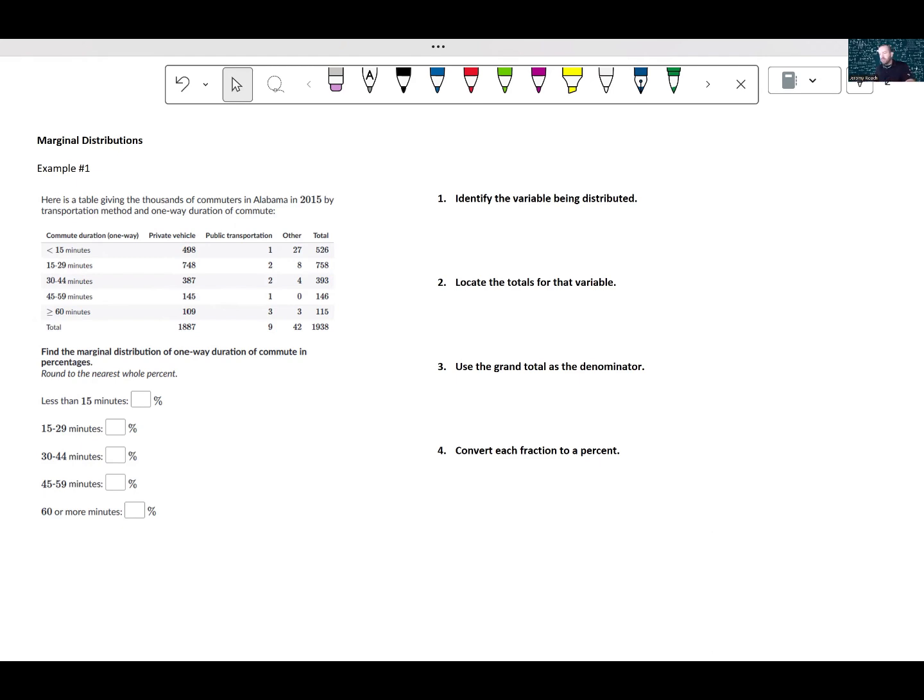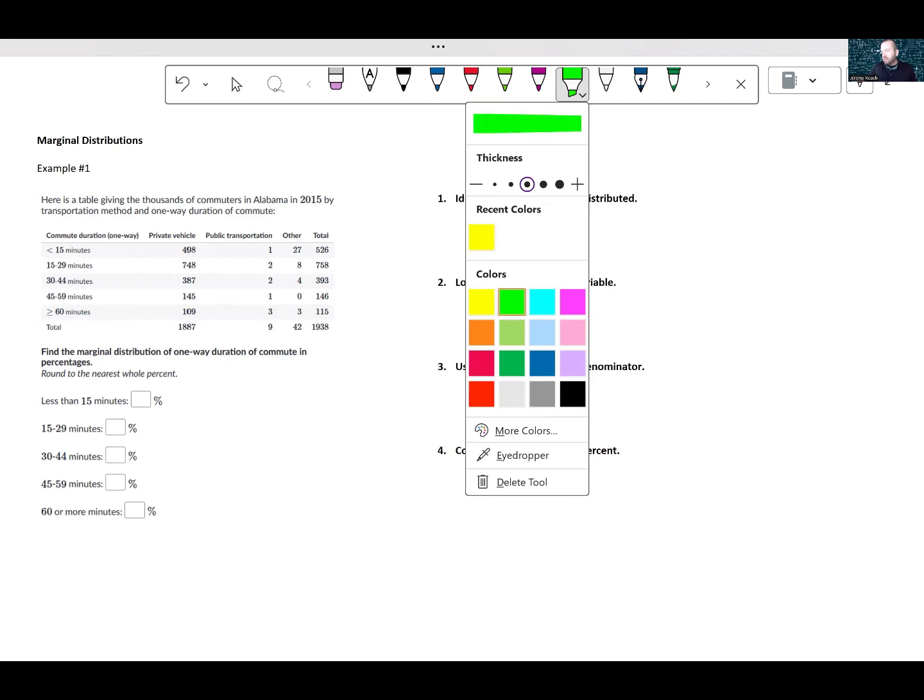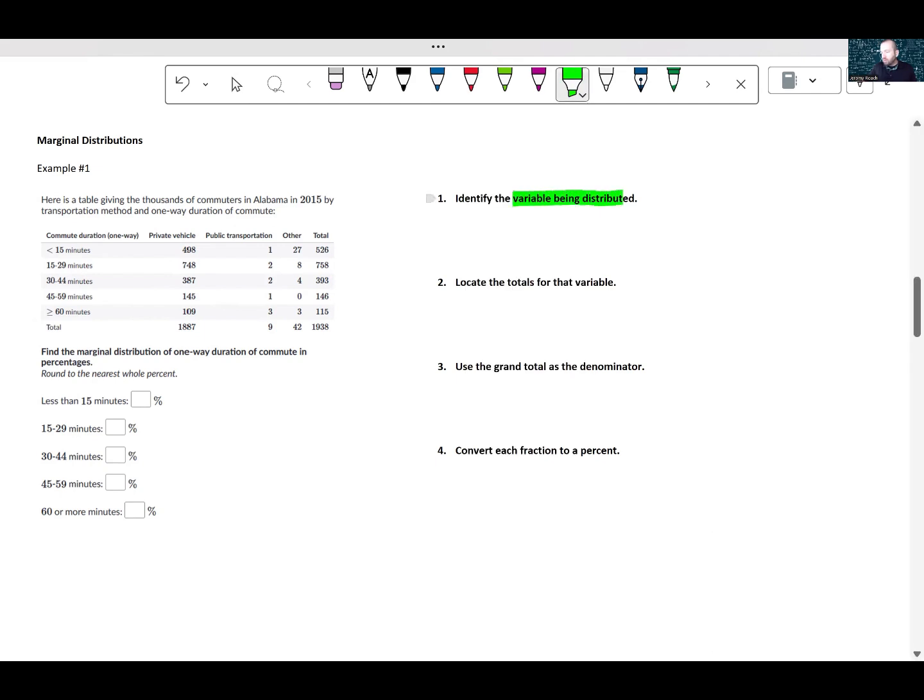And so this first step says identify the variable being distributed. The variable that's being distributed is, let me just highlight this here, the one-way duration of a commute. And another way to say that is it's just the time. The duration is time. So we're measuring time. That's the variable that's being distributed.